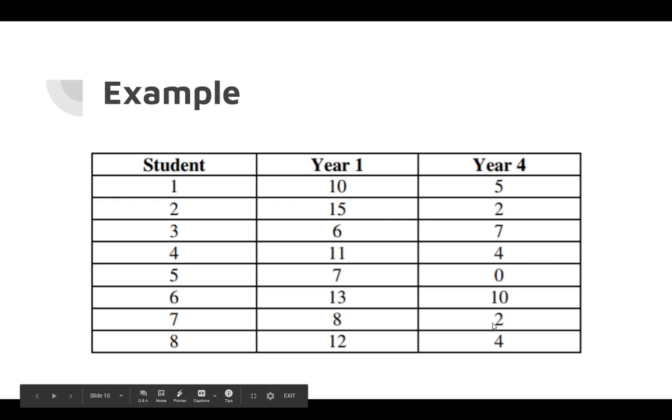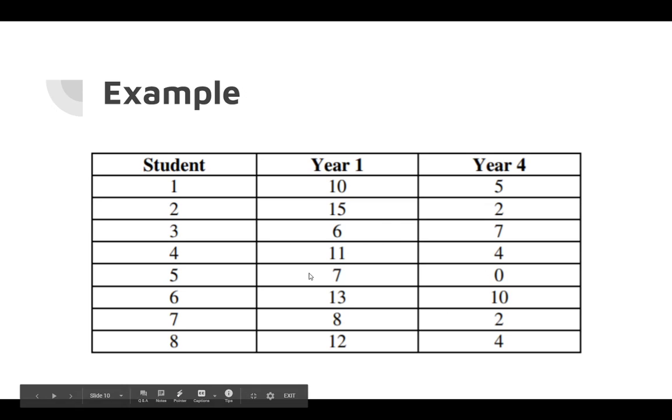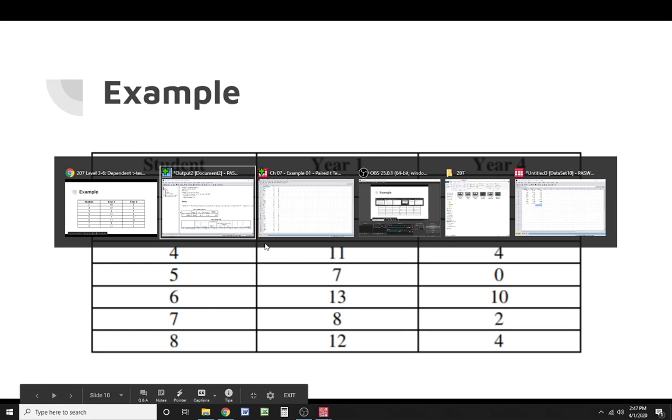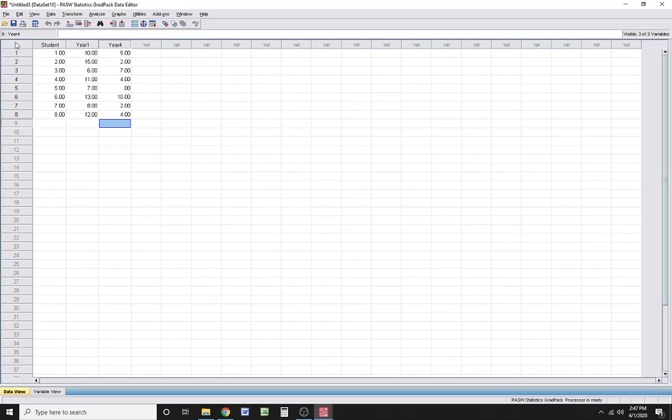Notice his hypothesis said there will be a difference. So that's a two-tailed test. He didn't say which difference it was. So now I went ahead and I inputted those data into SPSS right here. So here's the student number. Here's what they got in year 1, and here's what they got in year 4. Now just think, are 8 students a good sample? No, that's a terrible sample. We would need a lot more than this. But this is just an example.